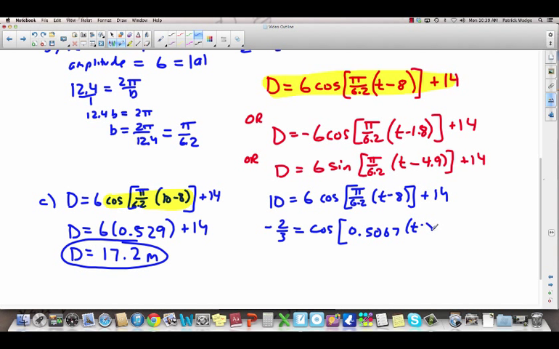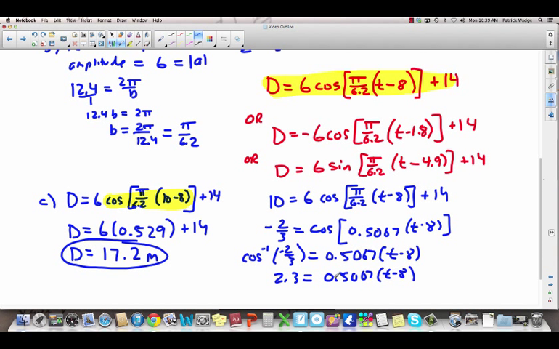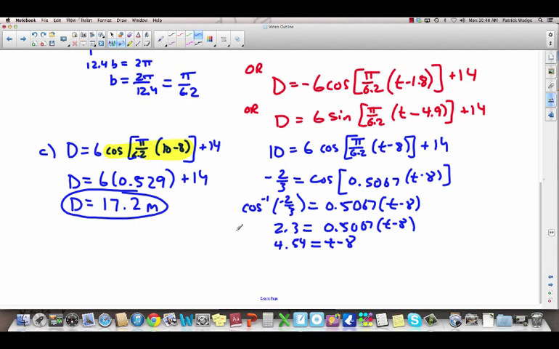If you divide pi by 6.2, you get 0.5067 (t minus 8). Now we want to get rid of that cosine, so we have to do the opposite. We have to take the inverse cos of negative 2/3, and that'll leave us over here with just 0.5067 times (t minus 8). Inverse cos of negative 2/3 is about 2.3 equals 0.5067 (t minus 8). Divide both sides by 0.5067, just doing simple algebra now, right? You end up with 4.54 equals t minus 8. And the last step, you're going to add 8 to both sides. You're going to end up with an answer of t equals 12.54.